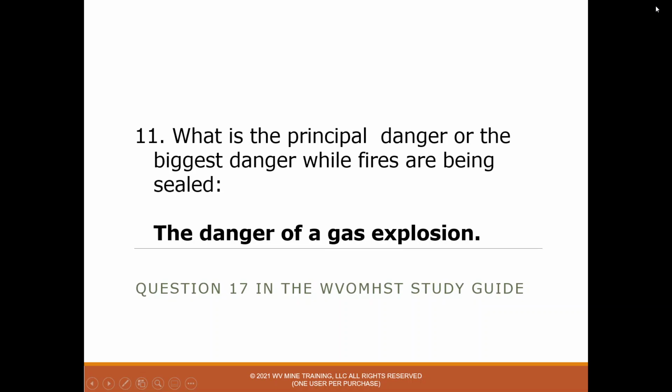Question 11, what's the principal danger or the biggest danger while fires are being sealed? And the answer to that is the danger of a gas explosion. So if we're building seals, we may have a mine rescue team doing that under apparatus, so they're protected from the carbon monoxide, but they would not be protected from a methane gas explosion. So that would be the biggest danger when we were building seals, a methane gas explosion.